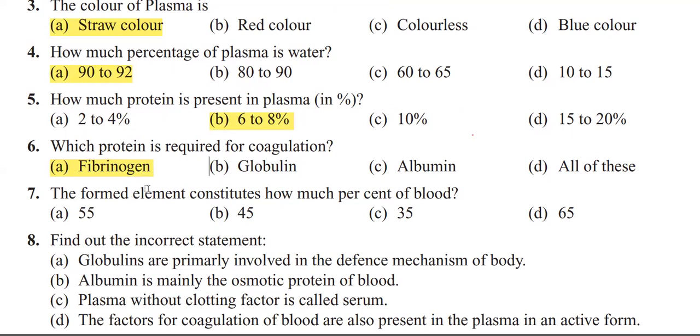Next, the formed elements constitute how much percentage of blood? We know that 55% is plasma. P for punch, 55 is plasma. 45 is formed elements. 45 is the formed elements percentage.